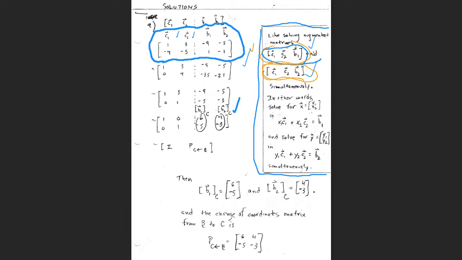So what row operation do I do here? Well, I want the -4 to go away. So I'm going to use that 1 there as a pivot. I'm going to take 4 times row 1, add it to row 2, and replace row 2 by the result.